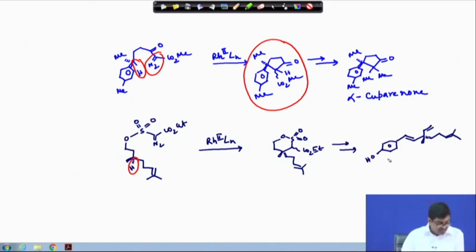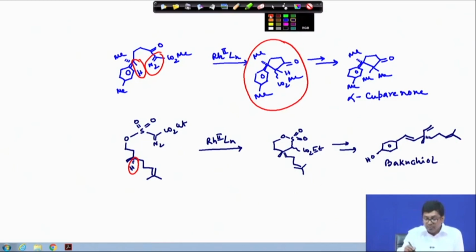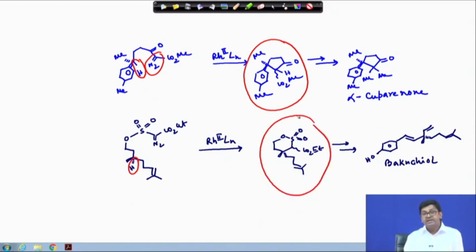Okay. And the name of this is bakuchiol. So, you can see how important this CH insertion reaction is, because using this particular technique several important reactions can be carried out, which can be the advanced intermediates of various important biologically active natural products.